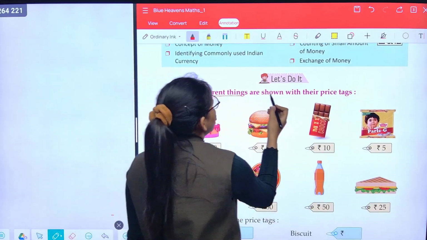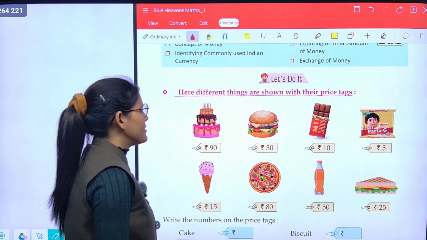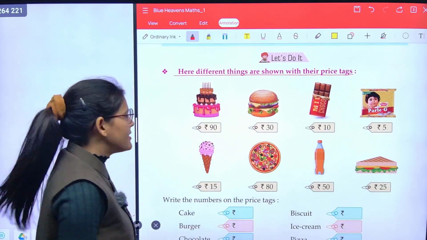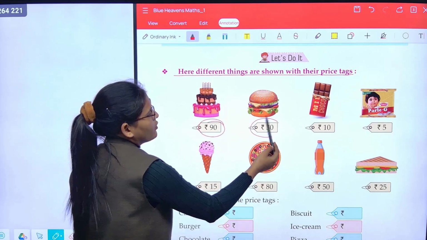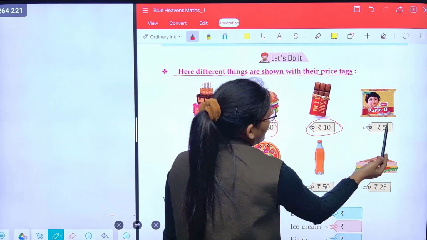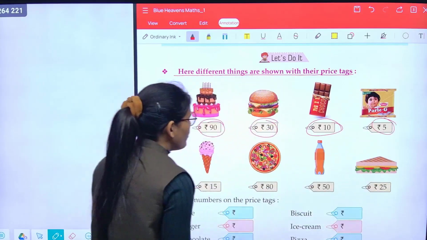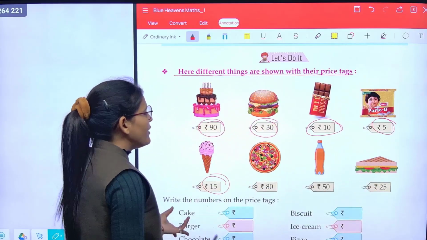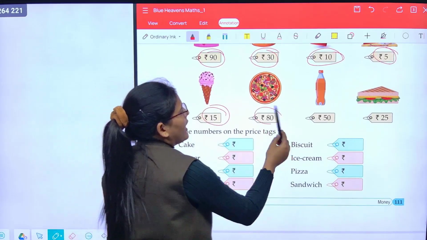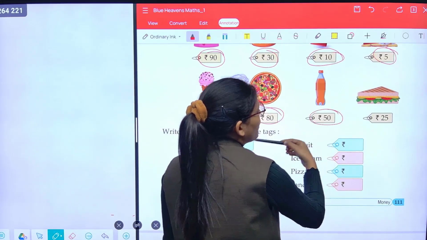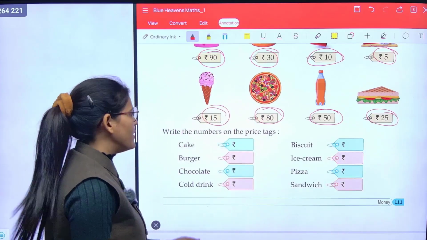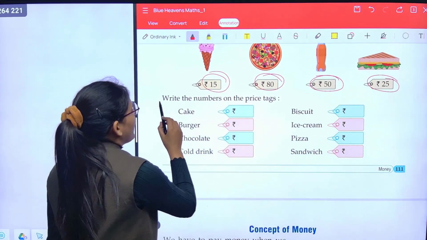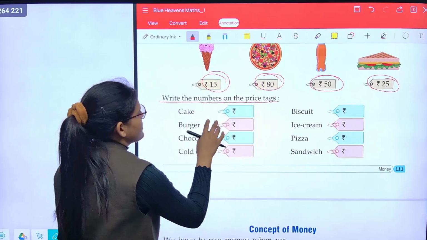Here, different things are shown with their price tags. Now class, cake is for 90 rupees, burger 30 rupees, chocolate 10 rupees, Parle-G biscuit 5 rupees. Now ice cream 15 rupees, pizza 80 rupees, cold drink 50 rupees and sandwiches 25 rupees. Now class, write the numbers on the price tags.